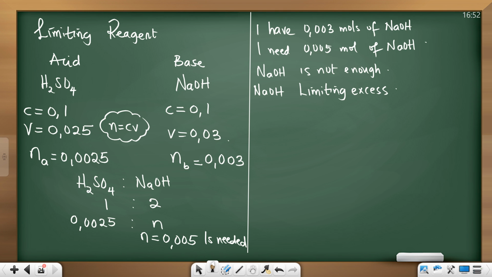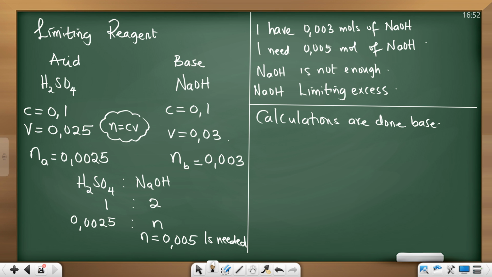Now check. Guys, every calculation you do in chemistry must begin with limiting reagents. Please, I'll write that again. Calculations are done based on limiting reagents. Do you buy things because you like them or because you have the money? Both. No, you buy based on what you have.